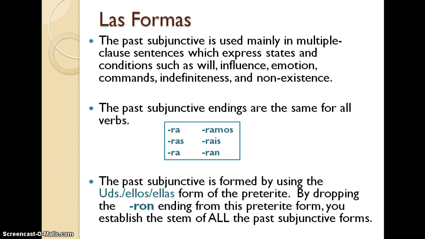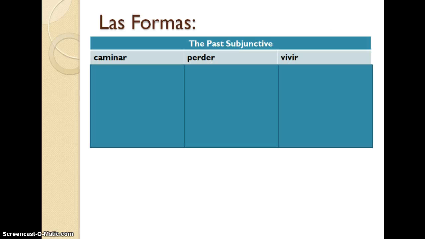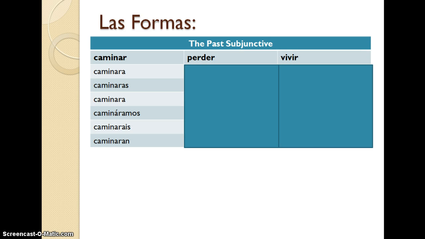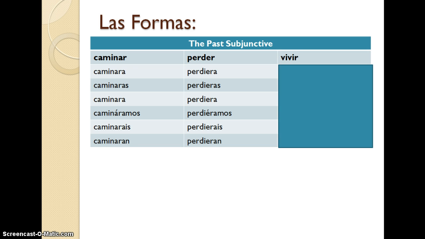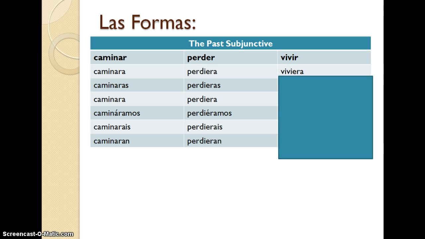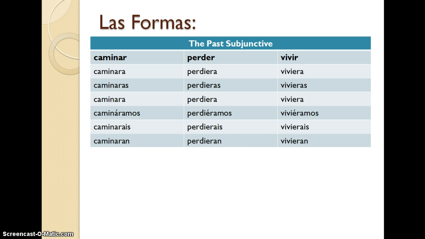We form the past subjunctive by first going to that third person plural, ellos, ellas, ustedes form of the preterite. You then drop the RON from the preterite form and put on the corresponding past subjunctive endings. So some examples of what this looks like. With an AR verb, caminar, you go from caminaron to yo caminara, etc. Perder, perdieron, you take off the RON, perdiera. Vivir, an IR verb, the same, take off the RON, viviera.